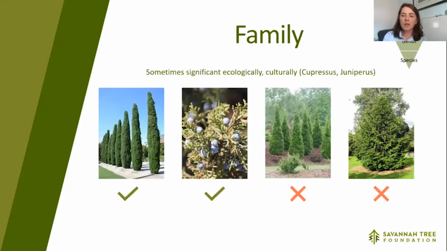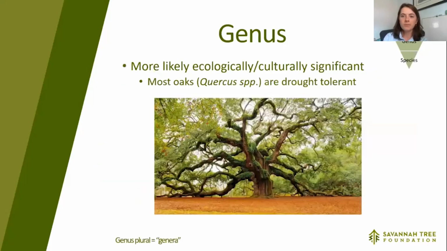Sometimes these family names can be significant ecologically or culturally. These can identify species that are ecologically or culturally significant just by knowing the family level. For example, Cupressus and Juniperus are both drought hardy and shade intolerant, but this does not apply to Thuja and Chamaecyparis. This is why I've added that pyramid again: the family can describe some species of the genus, but not all.